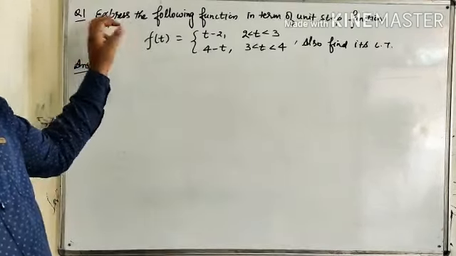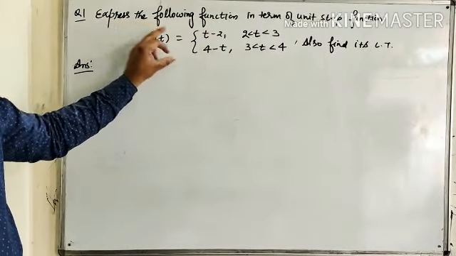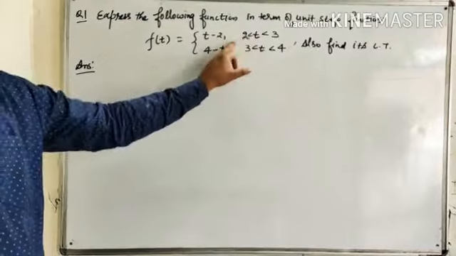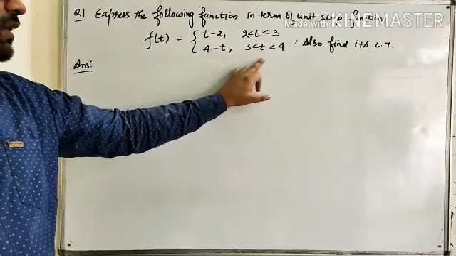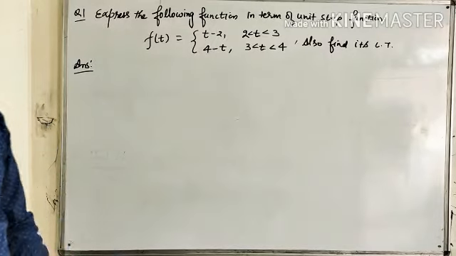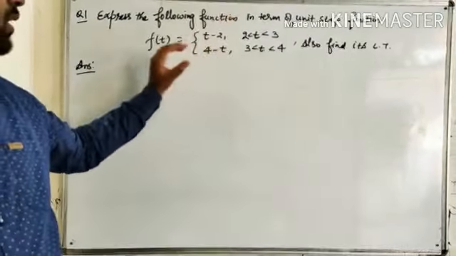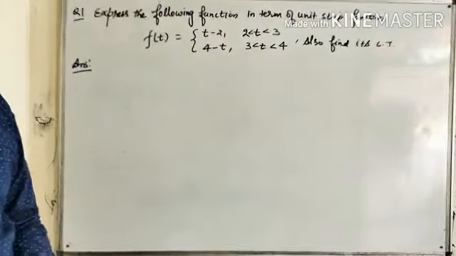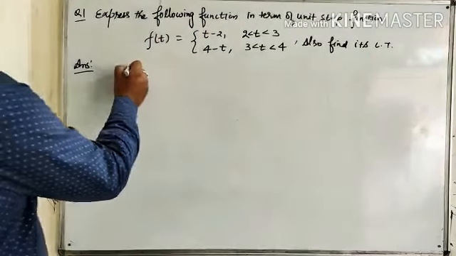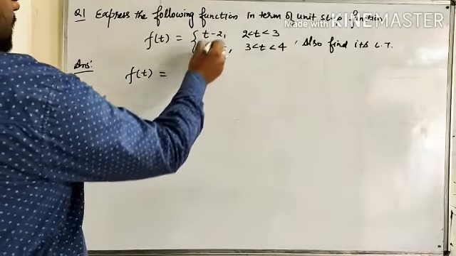The first question is, express the following function in terms of the unit step function. f(t) equals t minus 2 when t lies between 2 and 3, and 4 minus t when t lies between 3 and 4. Also find its Laplace transformation. In this problem, it is directly stated that we have to convert this function in terms of the unit step function. So see how to convert this function in terms of the unit step function.